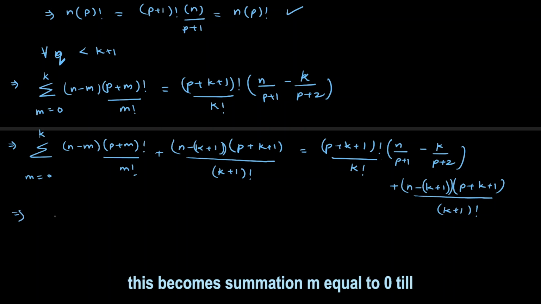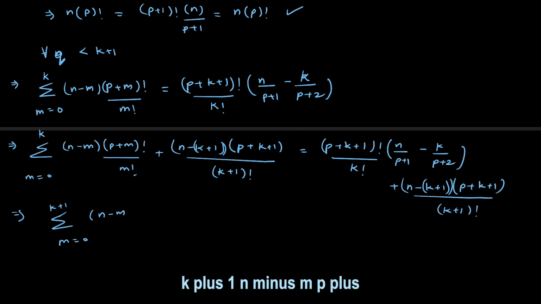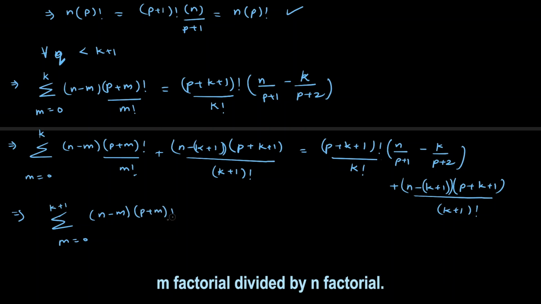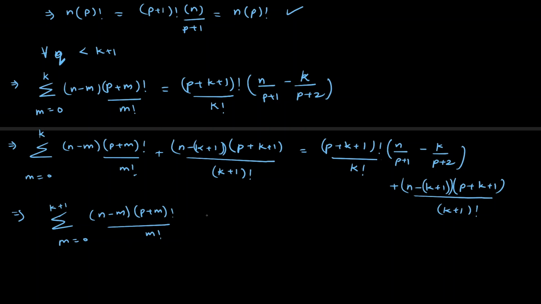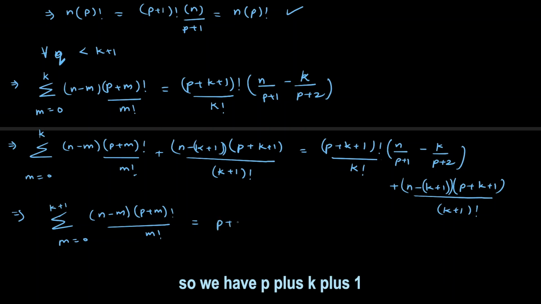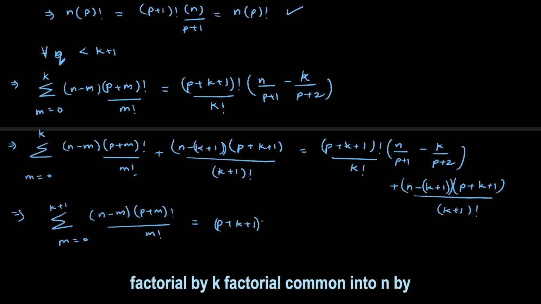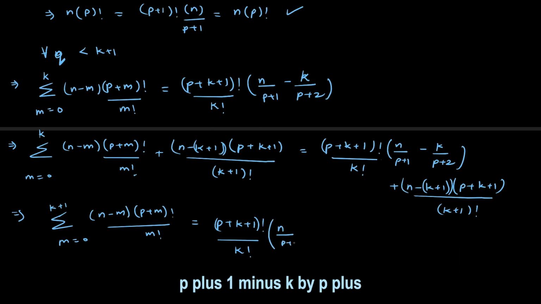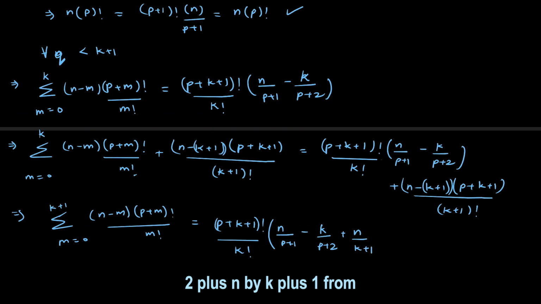Now on the left-hand side, essentially this becomes the summation m equal to 0 till k plus 1 of (n minus m)(p plus m)! divided by m!, right, which is equal to, we'll take (p plus k)! by k! common, so we have (p plus k)! by k! common into (n by (p plus 1) minus k by (p plus 2) plus this (n minus (k plus 1)) by (k plus 1), essentially. Right?